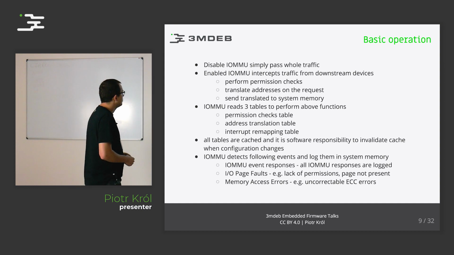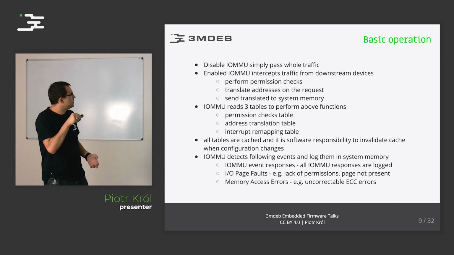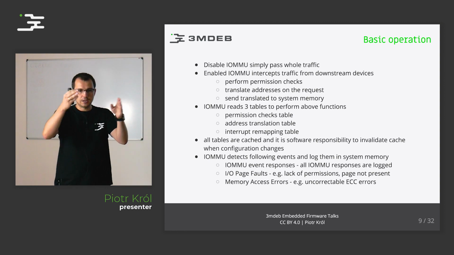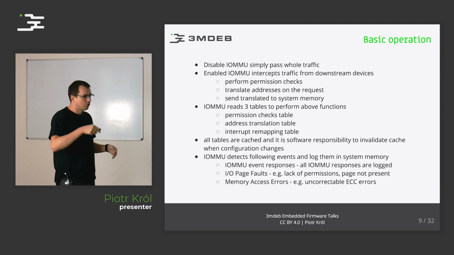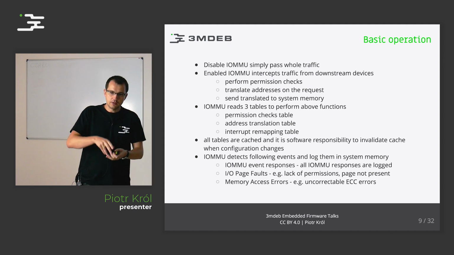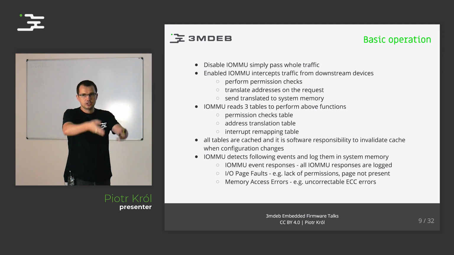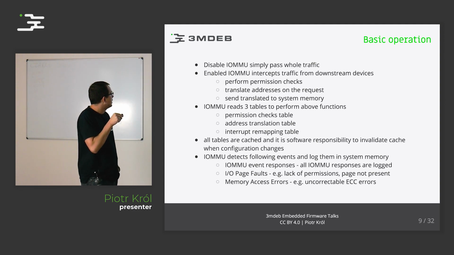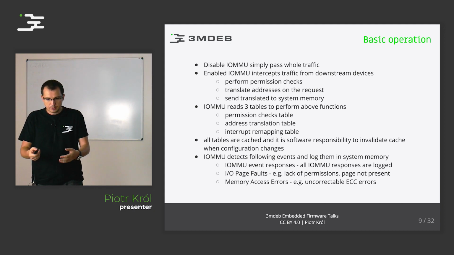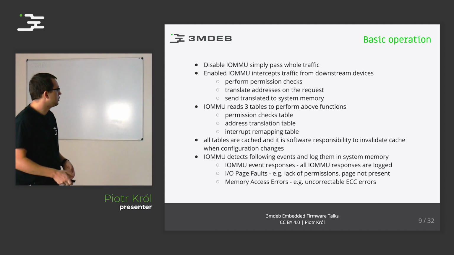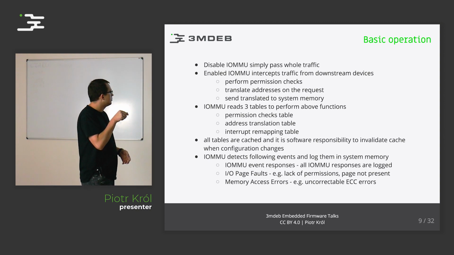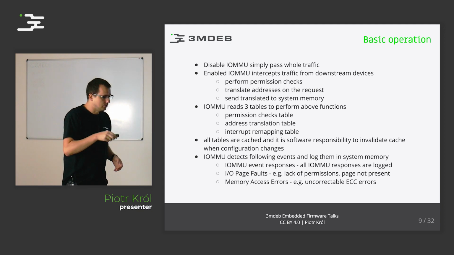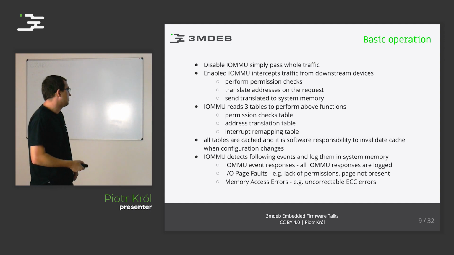Okay, so how does the basic operation look? If we have IOMMU disabled, it simply passes all traffic. You remember this picture when I showed this architecture. We have this notion of downstream devices and upstream devices. Downstream devices are on the bottom of the picture, going to the CPU, sending something, or to memory, sending something. With IOMMU enabled, IOMMU intercepts all traffic, so all the read and write requests, performs permission checks, translates those device virtual addresses, and then sends translated addresses to memory for some operation.